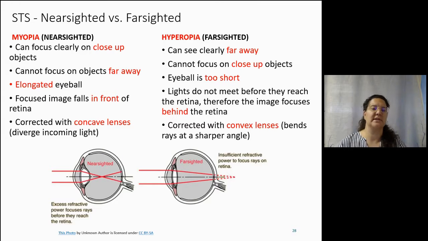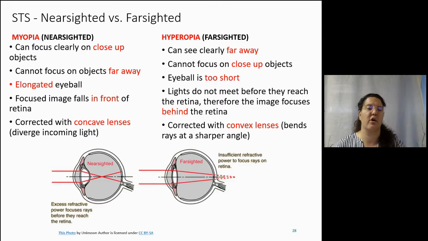So looking at nearsightedness and farsightedness. More common in teenagers and young adults is being nearsighted. So you can focus clearly on close-up objects, but you cannot focus on objects that are as far away. And this can be caused partially by an elongated eyeball. So this is when the eyeball might be longer than your lens can focus light. So the focal point will end up falling in front of the retina.